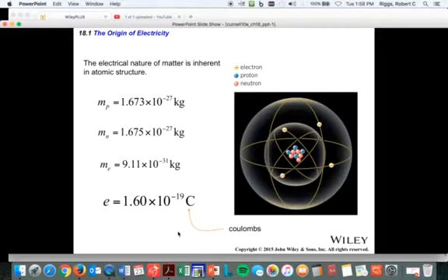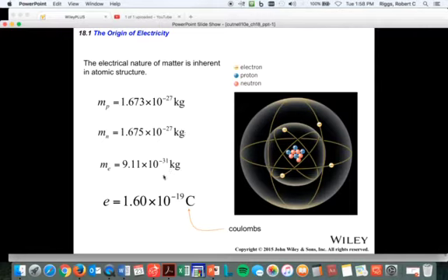Anyway, the electric nature of matter is inherent in atomic structure. So you got the mass of a proton. These are your first four constants you need to know. Mass of a proton, mass of a neutron. We don't use this one too much. You chemists use this all the time. The mass of an electron. Now we know that this is not an accurate picture, that these electrons are actually in a cloud around the nucleus of the atom, but then we have the mass of the electron.